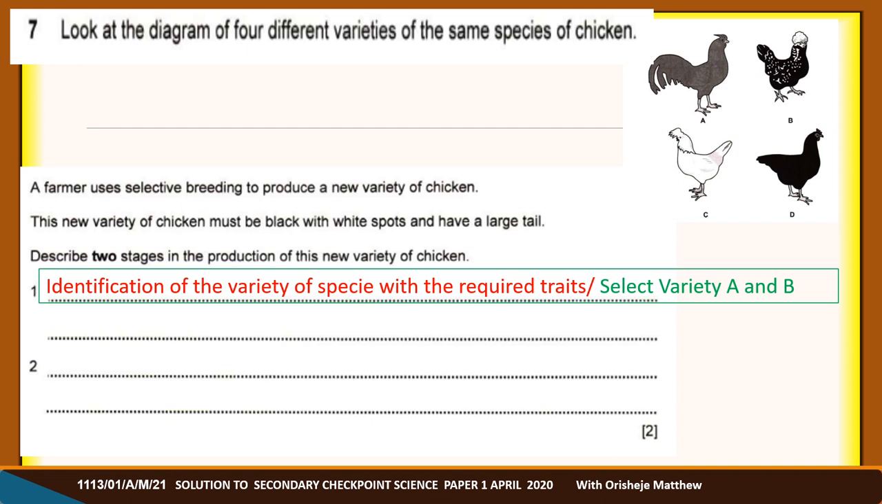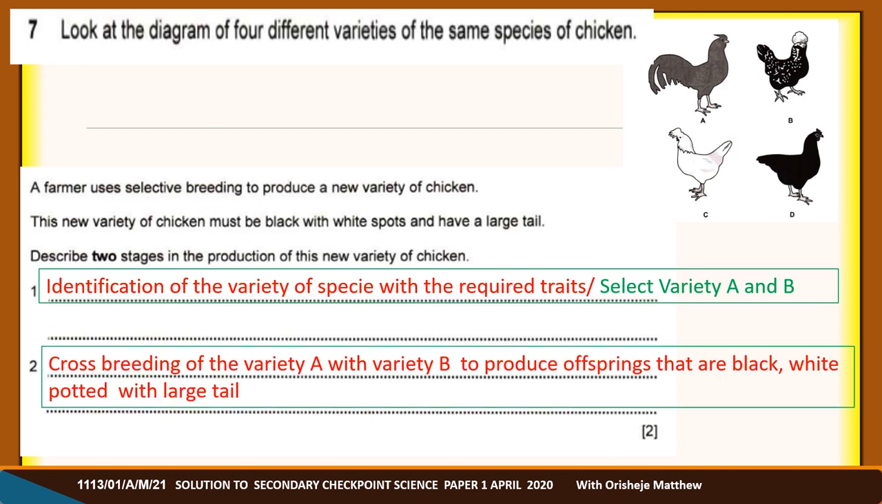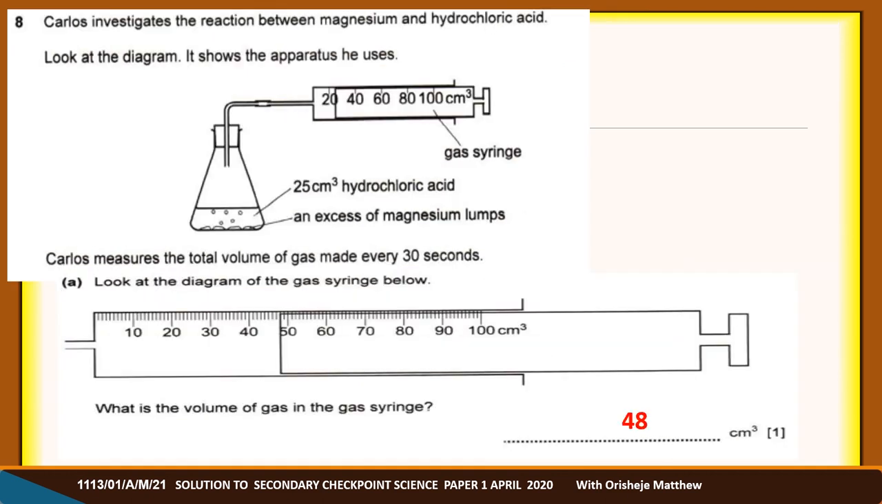Identification of the variety with the required trait. Select variety A and B. Crossbreeding of the varieties A and B to produce offspring that are black, white spotted with a large tail. That is 48 cm cubed.